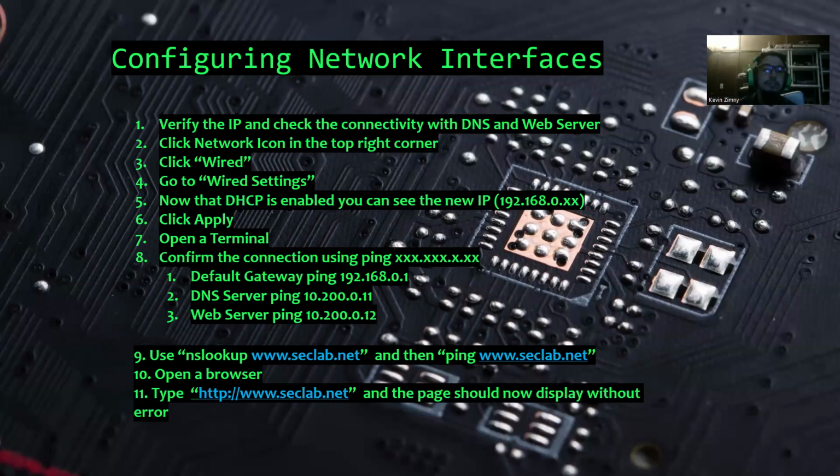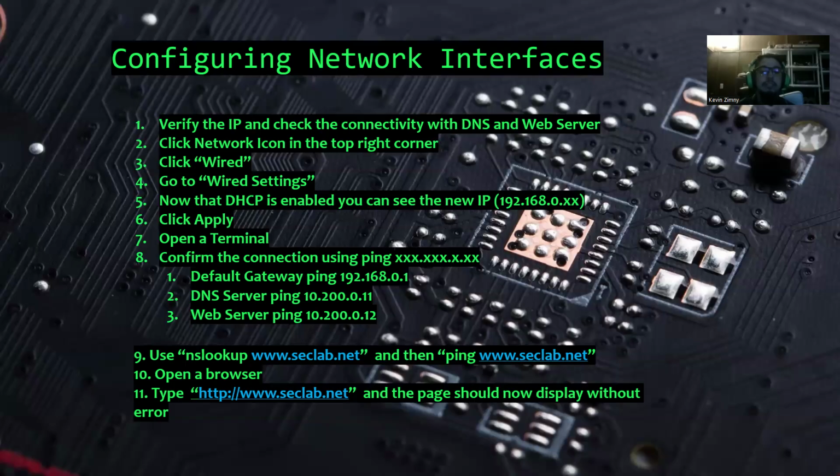To do this, you type in ping 192.168.0.1. You also want to do this for the DNS server, which would be ping 10.200.0.1, and the web server, which would be ping 10.200.0.12. You can also use the nslookup command to type in nslookup www.seclab.net, and then you can also ping it by typing in ping www.seclab.net.